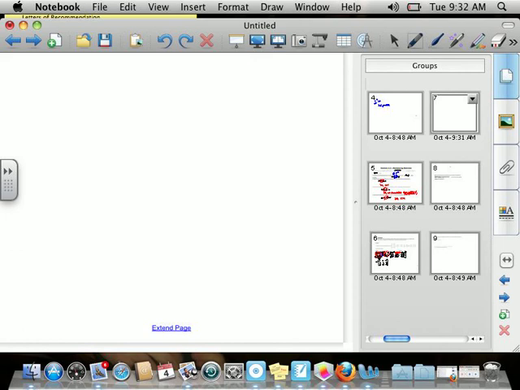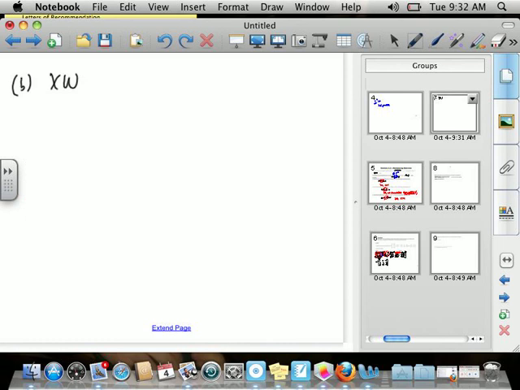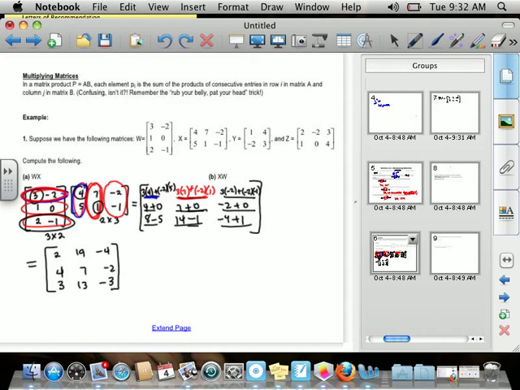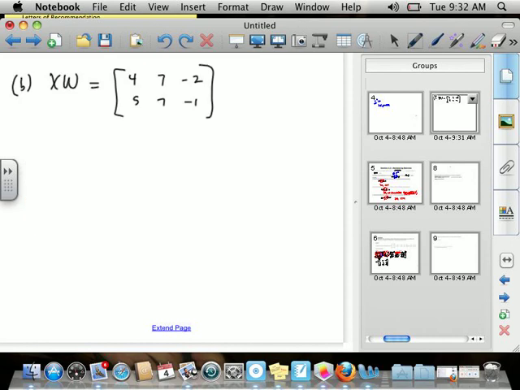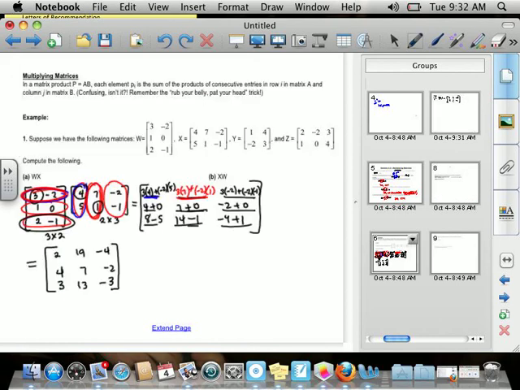All right, so I have x times w for the next one. Okay, so x times w, so I have 4, 7, negative 2, 5, 1, negative 1. Make that a 1. All right, and then w, 3, negative 2, 1, 0, 2, negative 1.